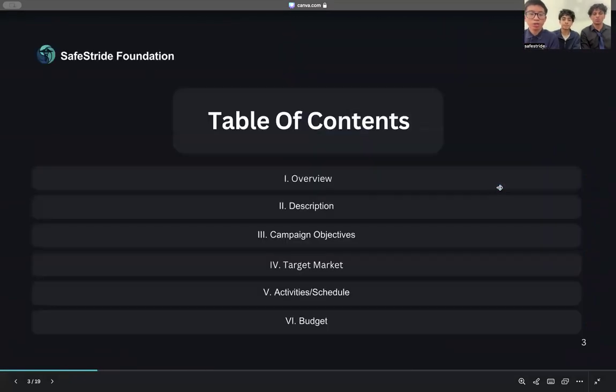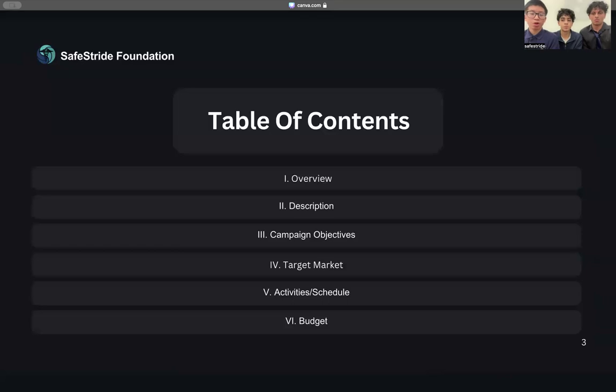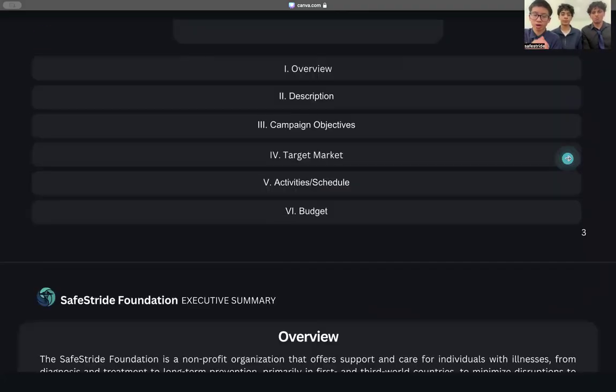So throughout our slideshow, we're going to be going over 6 key concepts: our overview, description, campaign objectives, target market, activities and schedule, and budget. But first, what is SafeStride?